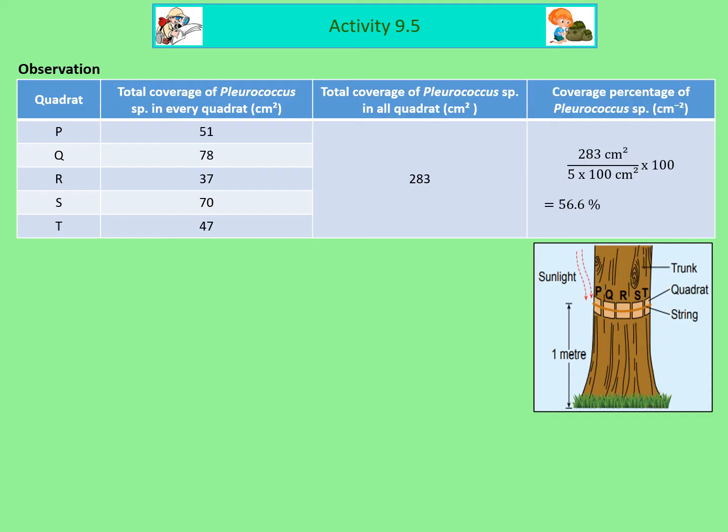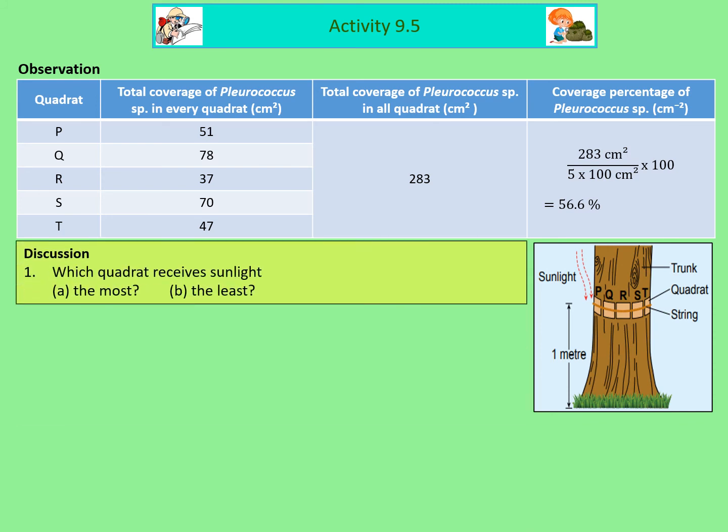Okay. Discussion question. Question number 1. Which quadrat receives sunlight A, the most, B, the least. Based on this diagram, you can see this is the sunlight. P is directly exposed to sunlight, and then Q is 78. Q is the highest total coverage of Pleurococcus.